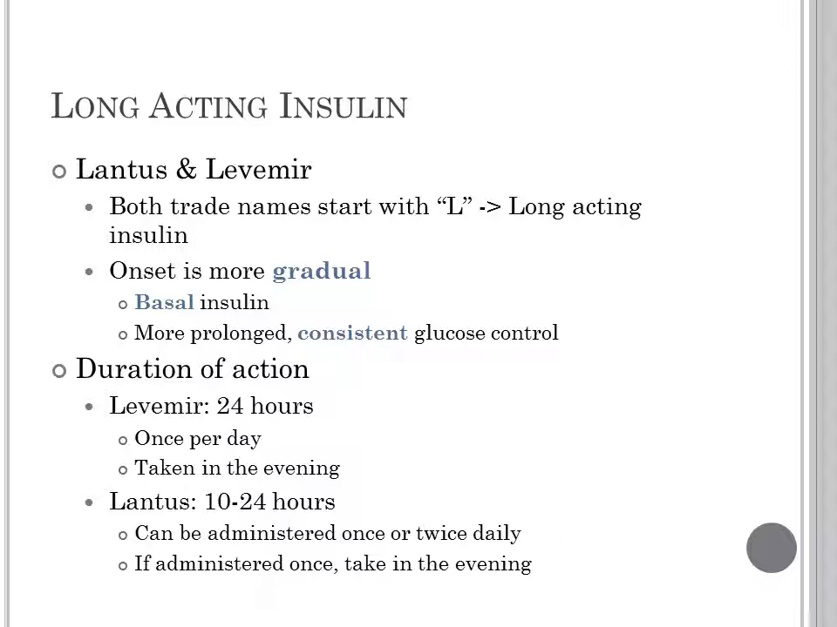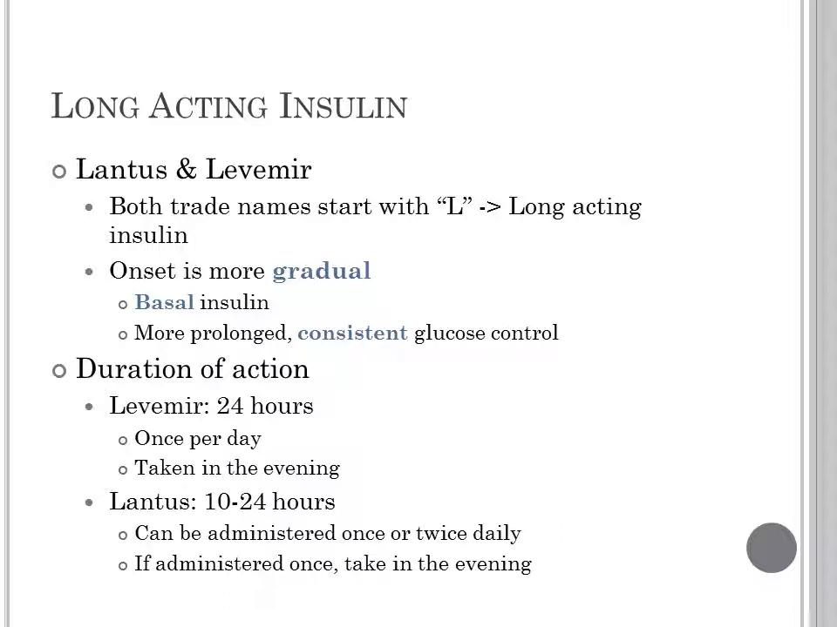If their diabetes is even moderately controlled, they should be able to get away with just taking Lantus once in the evening. But if it's a poorly controlled or severe case of the disease, then they might need it twice daily. If it's administered once, it'll be taken in the evening. If it's a twice daily thing, it'll be morning and night, and you do the best you can to keep it 12 hours apart for control.